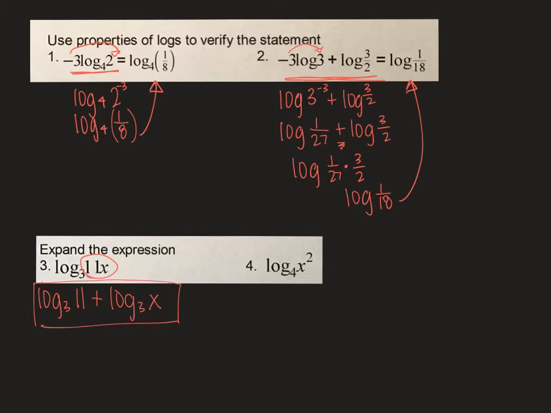And then same thing here with number 4. I'm going to look at what I have. So I have log base 4 of x squared, so I have an exponent. So I'm going to bring that exponent out front and do 2 times the log base 4 of x. I don't have any more multiplication. I don't have any division. So 2 log base 4 of x is my final expanded answer.